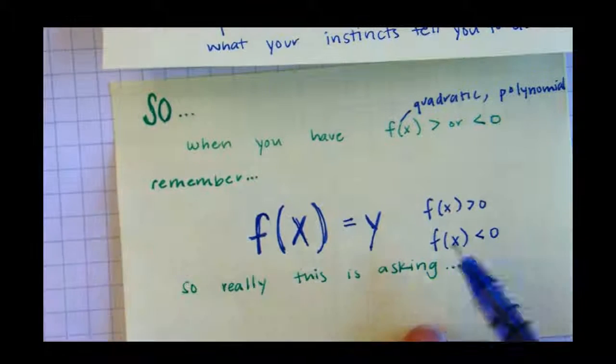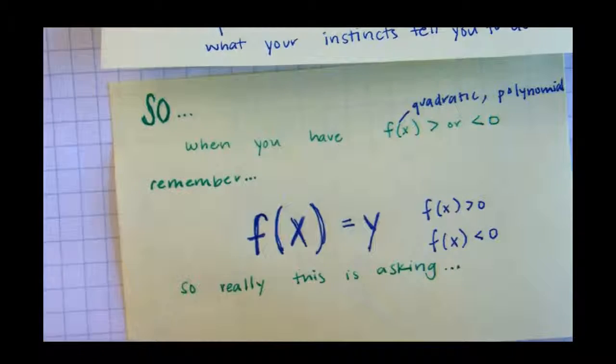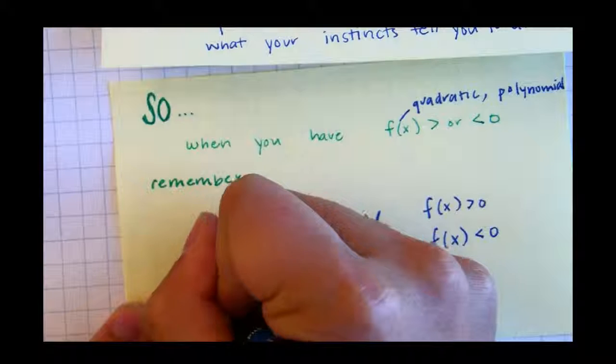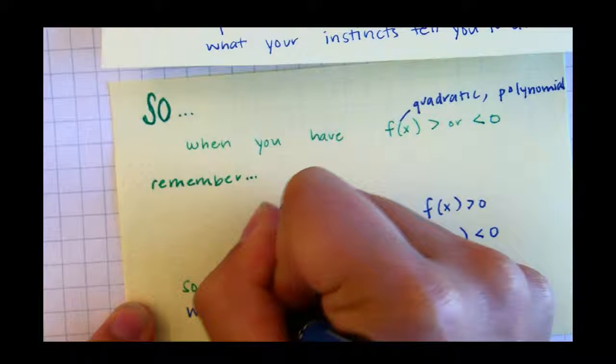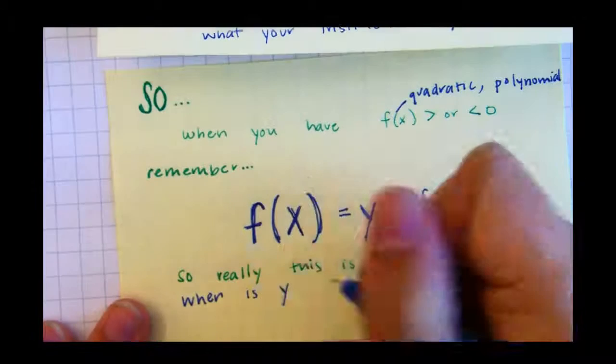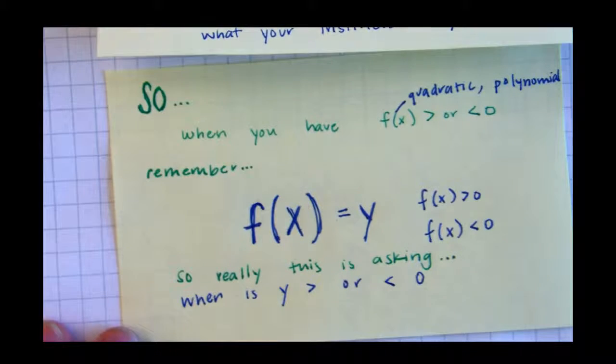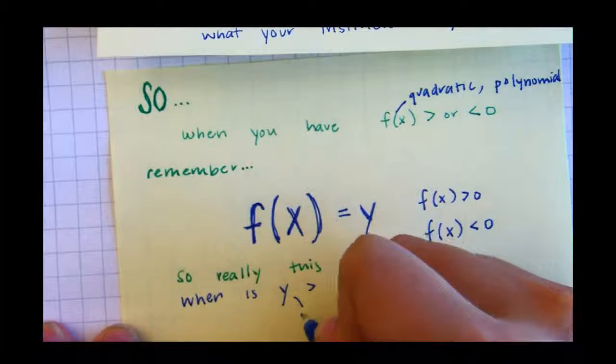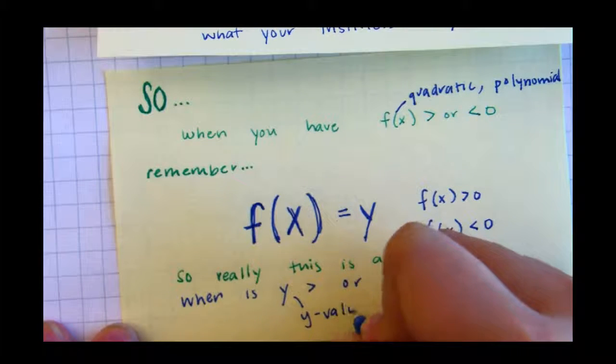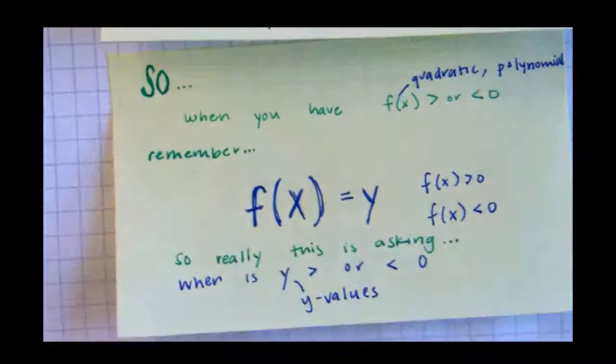Okay, so if f of x is equal to y, this is really asking, when is y greater than or less than 0? When is y greater than or less than 0? And this is really my y values of my graph.